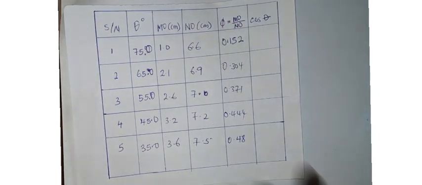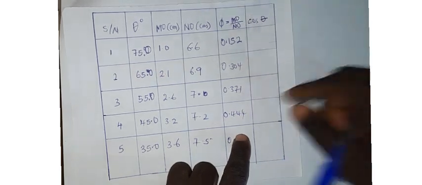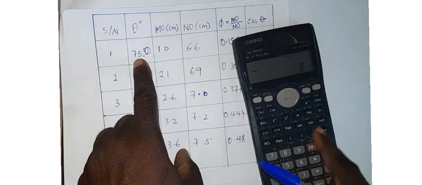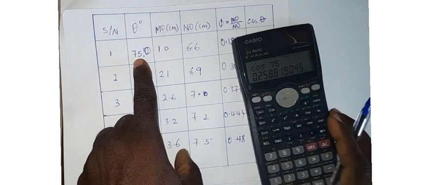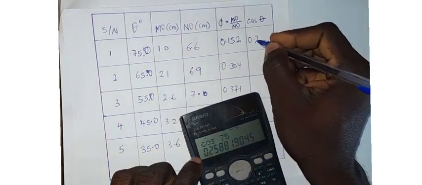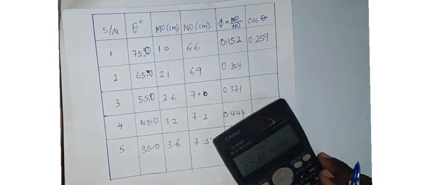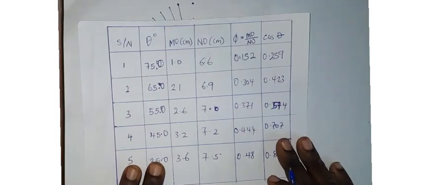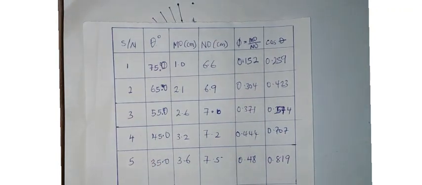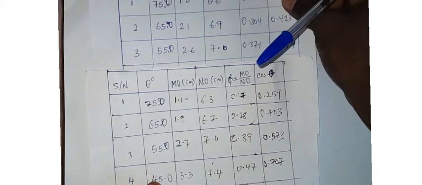Next, I'll have to look for cos theta. cos theta is simply cos 75. That's going to give us 0.259. I'm going to take it to three decimal places, 0.259. So I'll work out the others. So these are the values. Now I'm going to compare this to my manipulated result. Now this was the result I manipulated. You can see the little discrepancies between them. So you can just compare them.